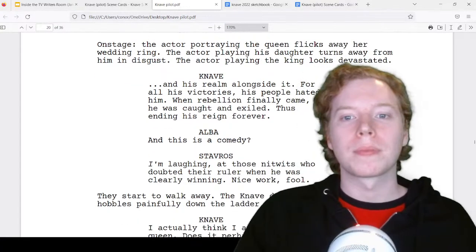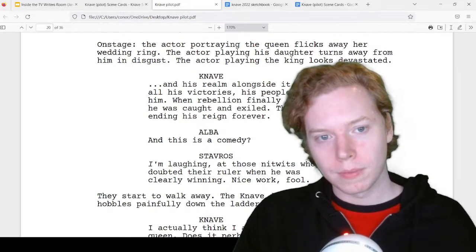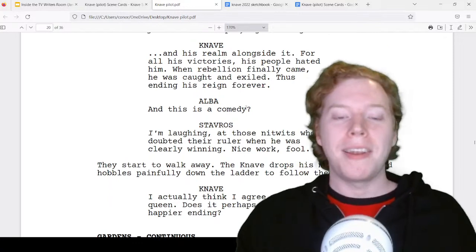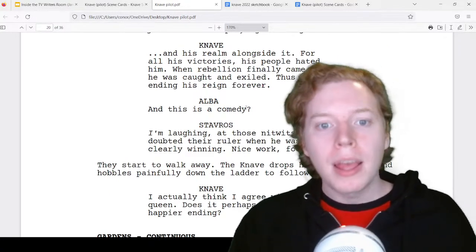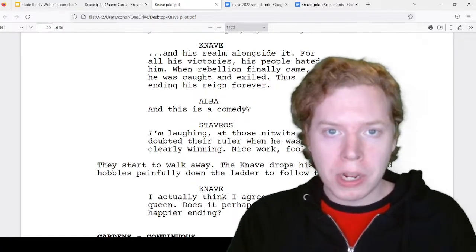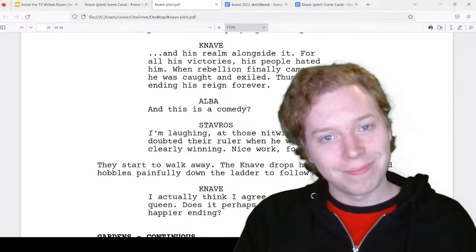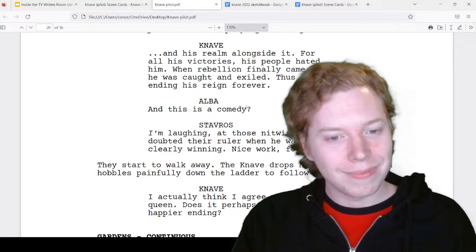On stage, the actor portraying the queen flicks away her wedding ring. The actor playing his daughter turns away from him in disgust. The actor playing the king looks devastated. And his realm alongside it. For all his victories, his people hated him. When rebellion finally came, he was caught and exiled, thus ending his reign forever. And this is a comedy?